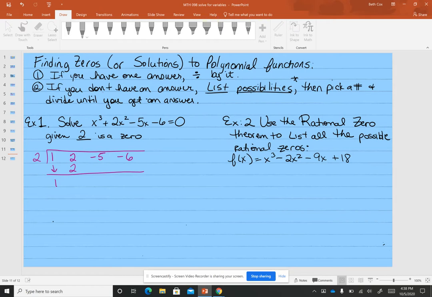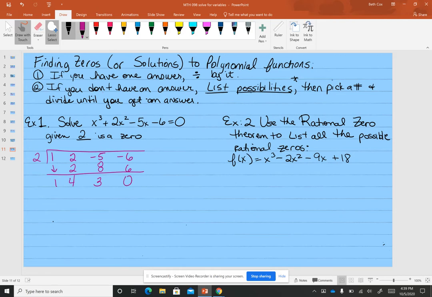So here we go. I bring down the 1, and 2 times 1 is 2, and that's going to give me 4. 2 times 4 is 8, and then negative 5 plus 8 is 3, and then 2 times 3 is 6, and 0 is the result. Okay, so now that's how you do the synthetic division.